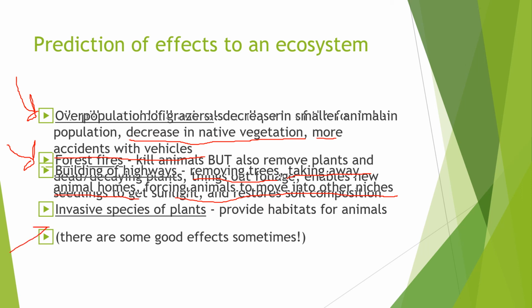And then lastly, the invasive species of plant can sometimes provide habitats for animals depending on the type of species that comes in, but this could be a bad scenario in the case of weeds or something that got blown into an area and begins to grow very quickly and takes over. Sometimes it can choke out the water and nutrients for the other plants that are already there. But it also can provide habitats for animals that need somewhere to stay.